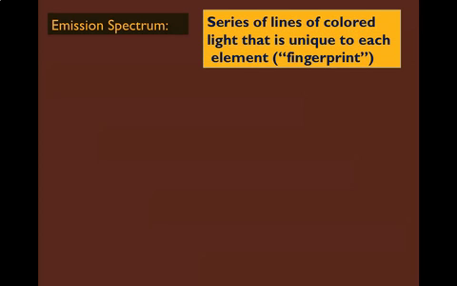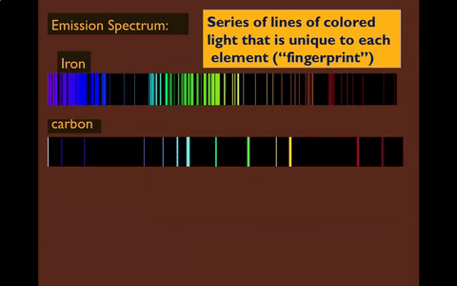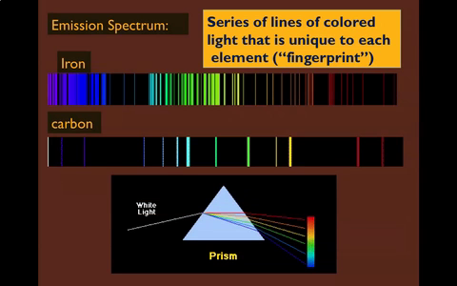An emission spectrum is basically a series of lines of colored light that's unique to each element. It's more or less a fingerprint. Just like each fingerprint is unique to a human, the same is true for spectrums. They're each unique to each type of element. So this is an example of a spectrum for iron. This is for carbon. And this talks about a little bit how the spectrums are created.